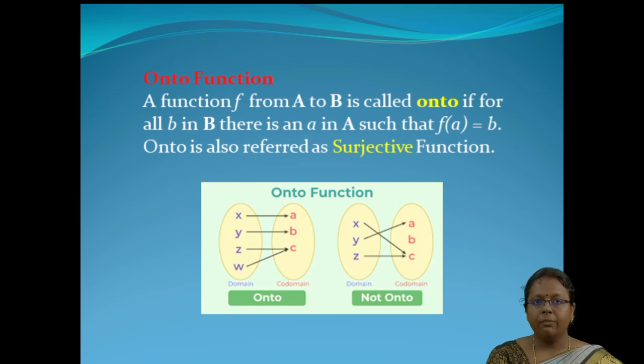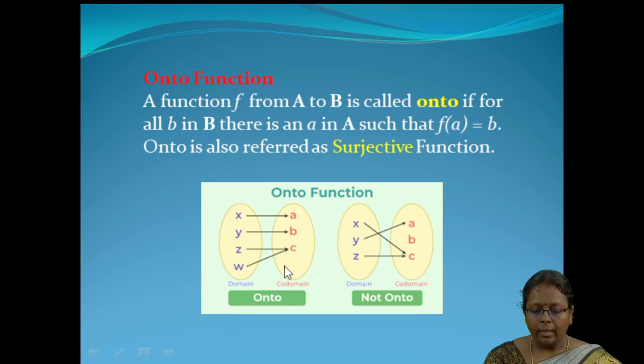Now we will see the definition of onto function. A function f from capital A to B is called onto if for all b in capital B there is an element small a in capital A such that f of a equals b. Onto function is also referred to as surjective function. See this example. Here x is mapped to small a, small y is mapped to small b, and z and w are mapped to c.